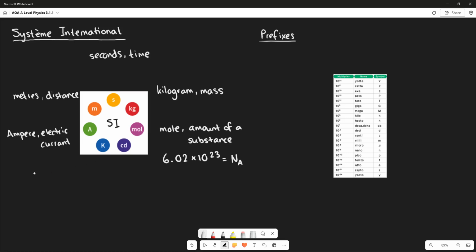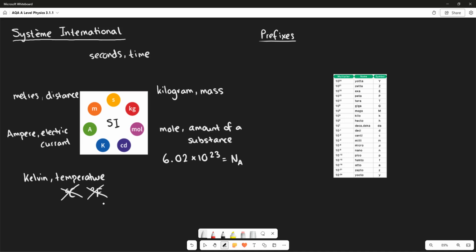The Kelvin is a unit of temperature. You're probably more familiar with degrees Celsius, which we do not use in science. You may be familiar with Fahrenheit, which we definitely do not use in science. Fahrenheit is only really used in 2 countries in the world. It used to be used a lot more.